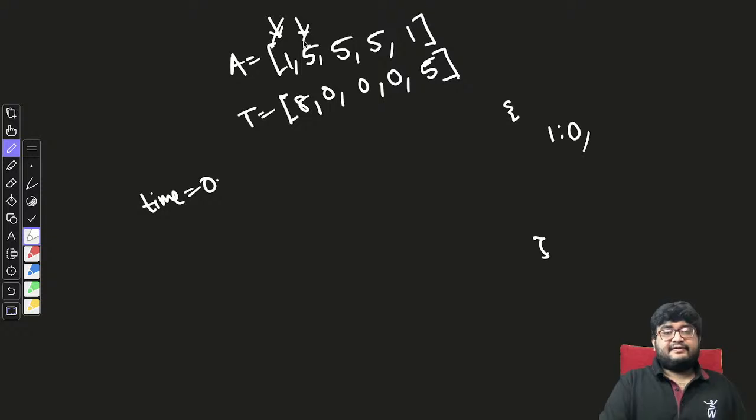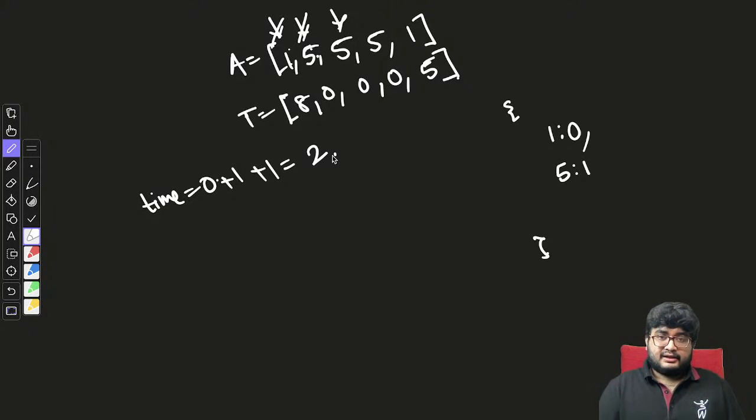Next we visit 5. Is 5 picked up? No. And time is 1, because it will take 1 second to move from 1 to 5. Right? So time is 1 right now. 5, we pick it up at 1 second. Now we go to the next 5 and we take 1 second more. So current time is 2 seconds. But we picked up 5 at 1 second.